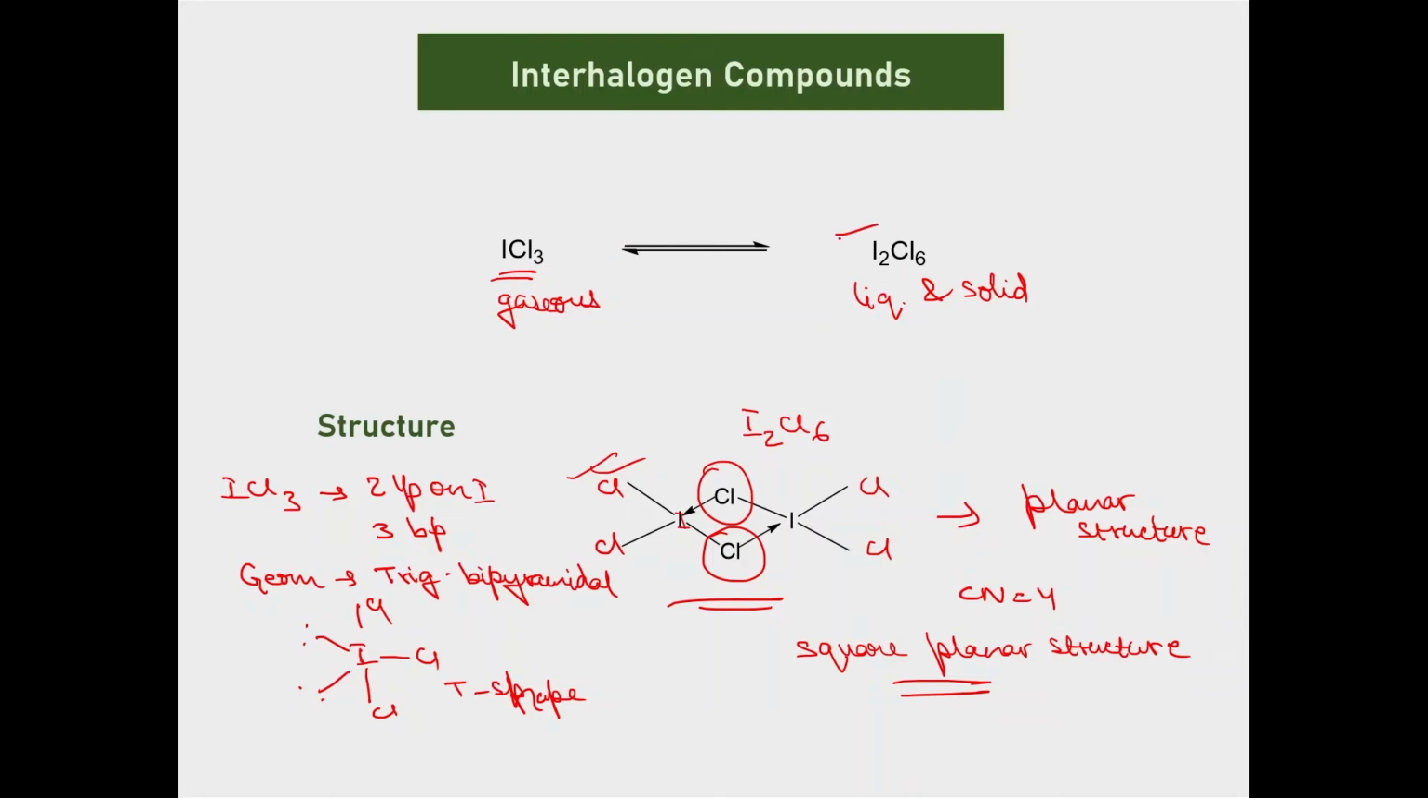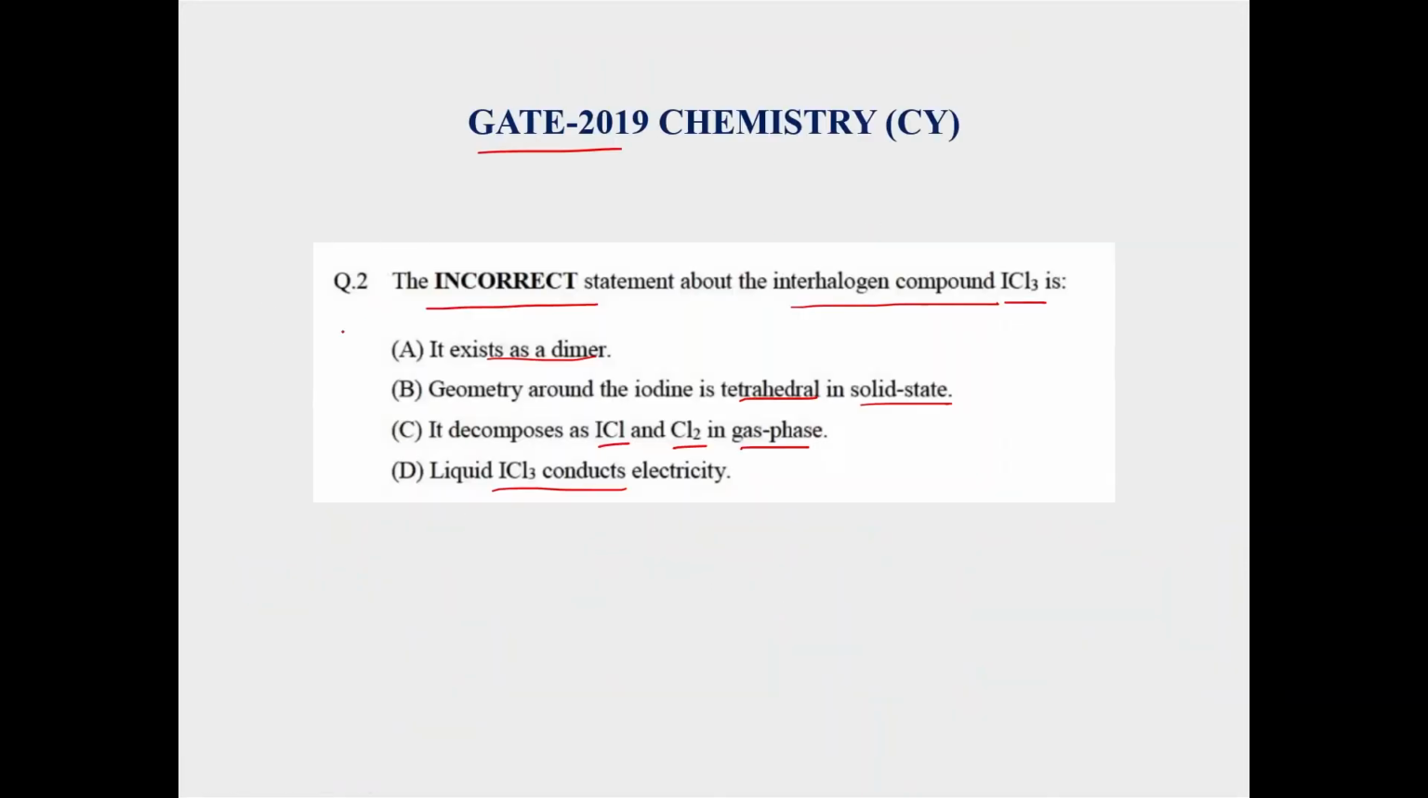it exists as a dimer. So here, if we go to the given statements, option A was it exists as a dimer. So this statement is true. And for the statement that the geometry around the iodine is tetrahedral in solid state: in solid state, ICl3 actually exists as I2Cl6 and it has a square planar geometry. So this option is false.